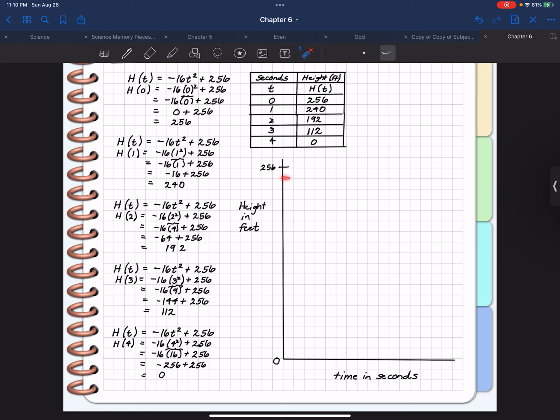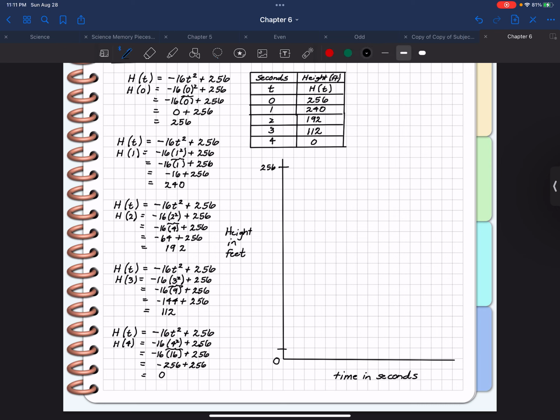There's 1, 2, 3, 4, 5, 6, 7, 8, 9, 10, 11, 12, 13, 14, 15, 16, 17, 18. So I'm going to do 256 divided by 18. And that means that each of my tick marks needs to be about 14 feet. So this is not going to be the easiest one in the world to graph, but we can do it.